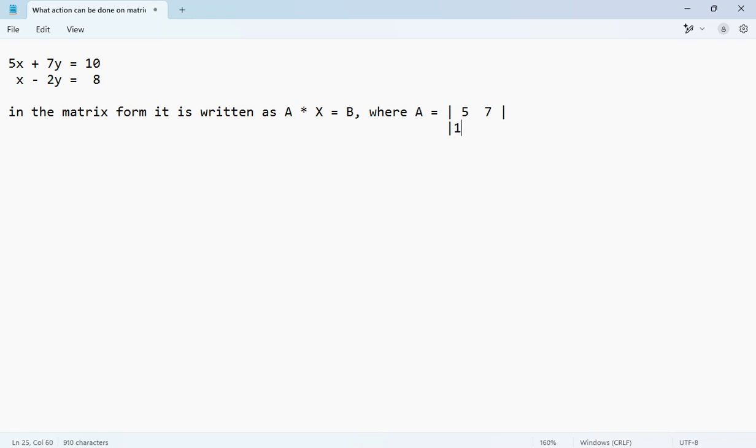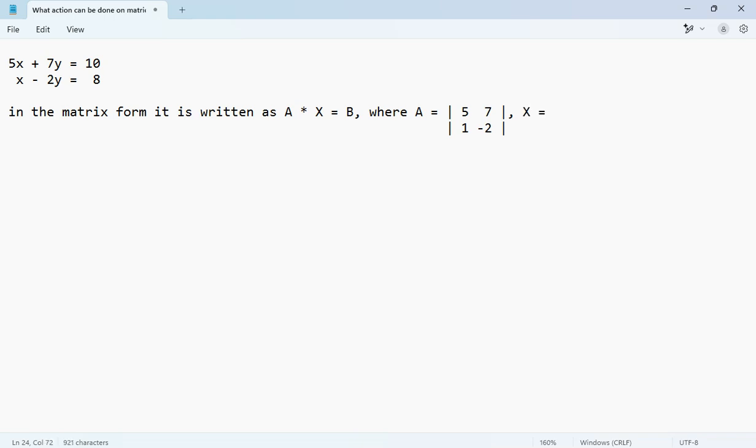Here it will be 1 and -2. Oh, sorry, -2. Is this understandable? This is the matrix, yeah? Then what about matrix X?